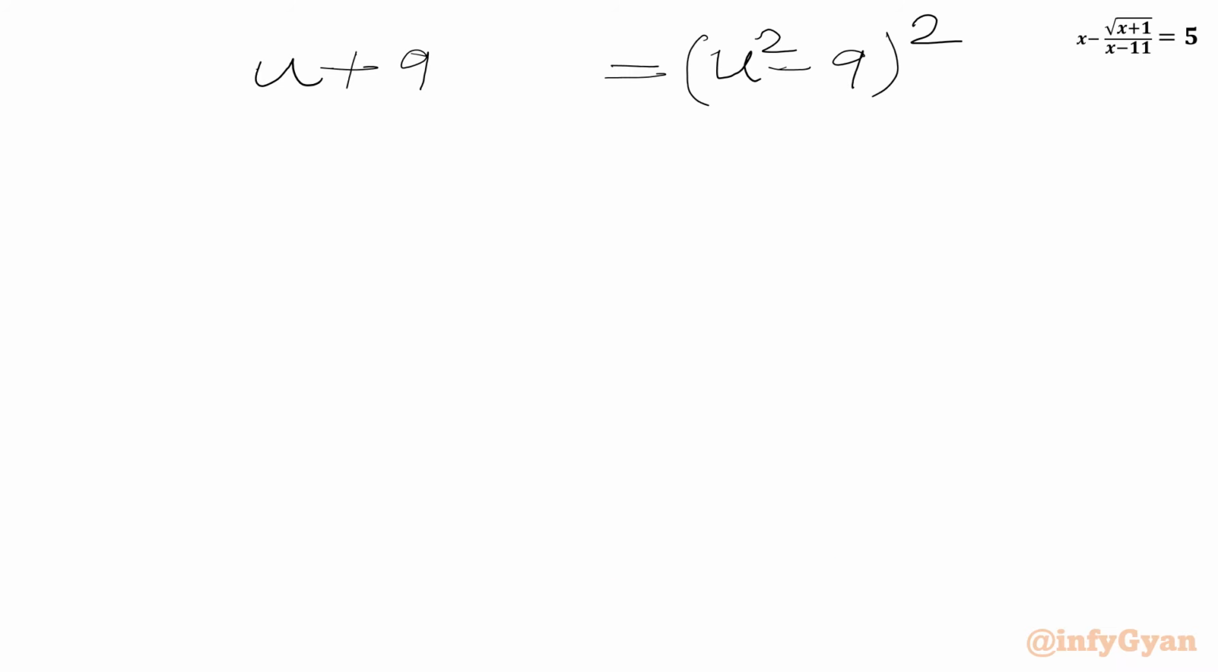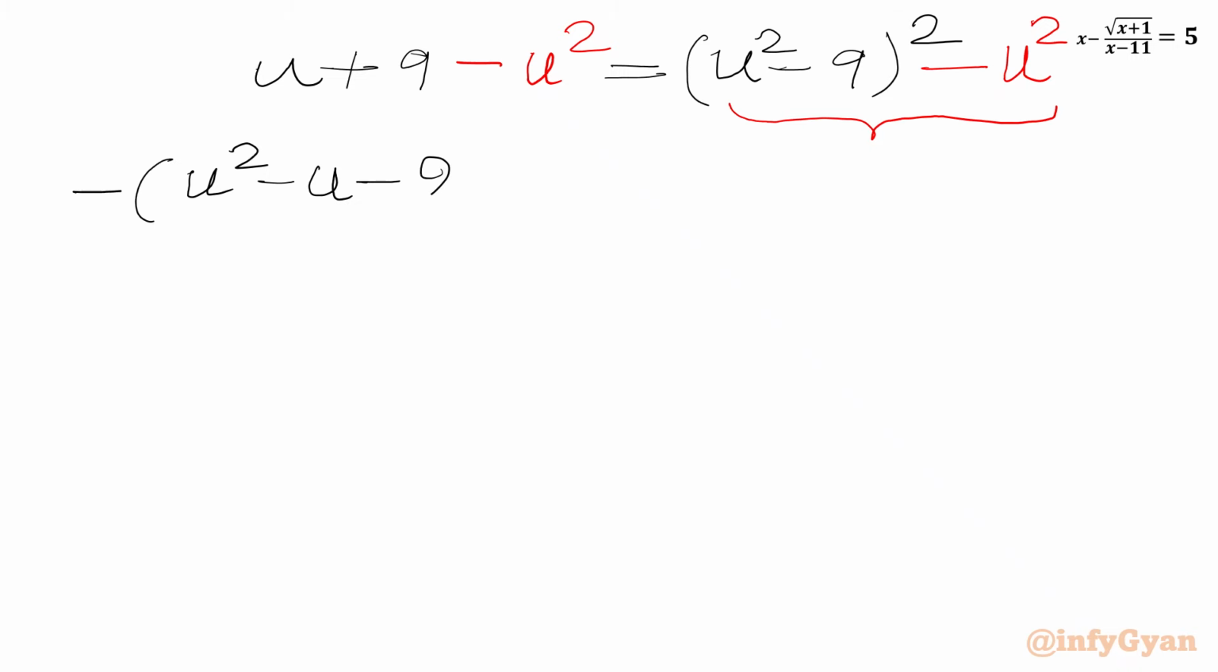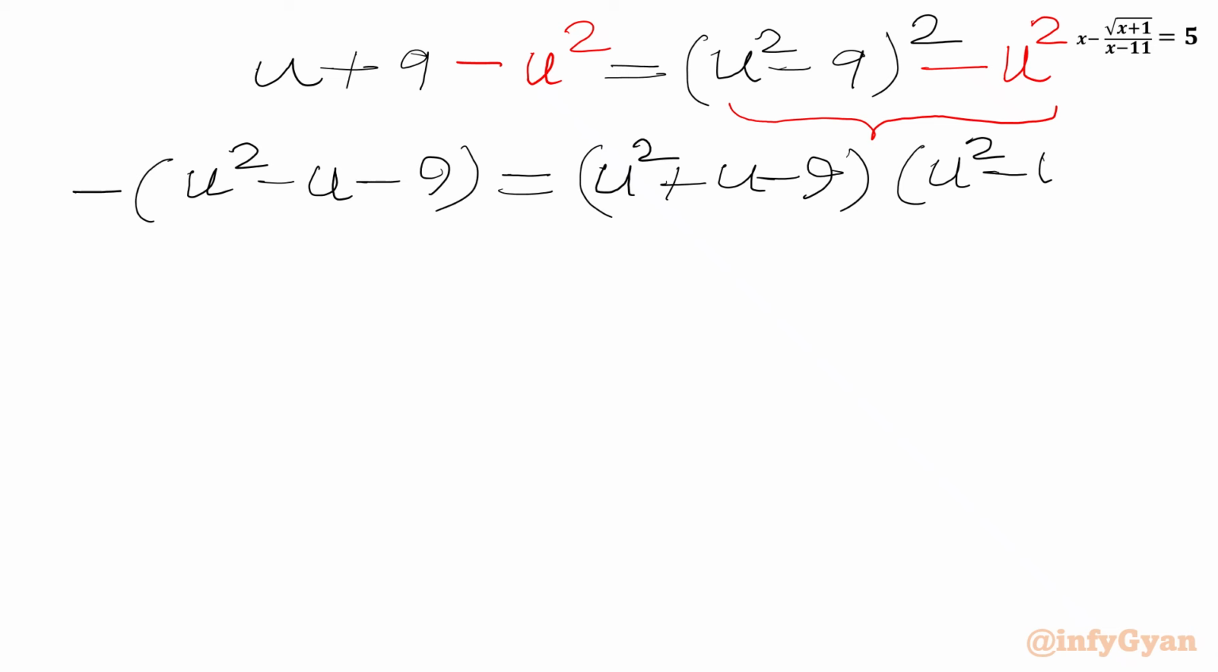Now we will use another algebraic manipulation step. I will subtract u square from both sides. Now in the RHS we are going to apply the a square minus b square formula, and in the LHS we are going to take minus common. So I can write minus of (u square minus u minus 9). In the RHS we will apply the difference of two squares formula. So we can write u square plus u minus 9 in one bracket, and in the other bracket u square minus u minus 9.